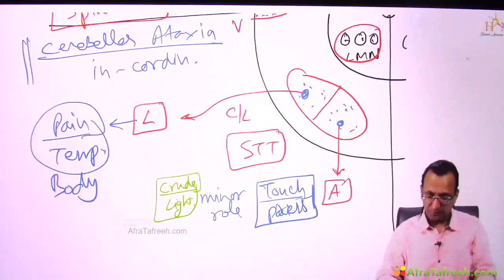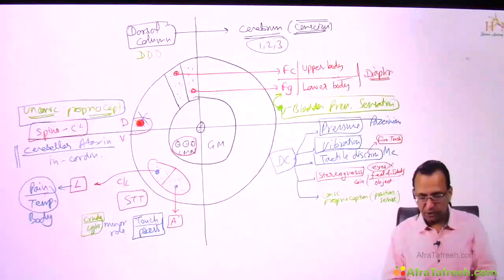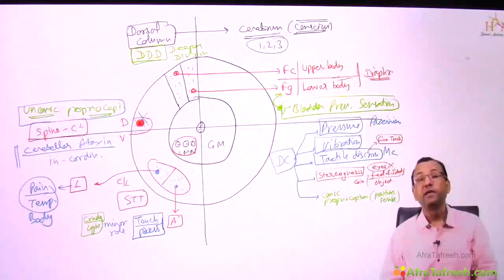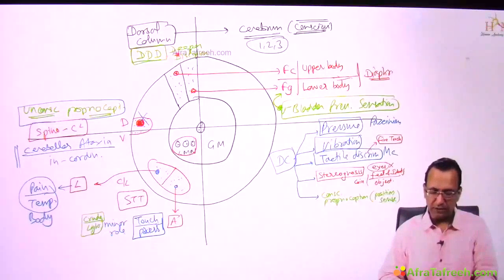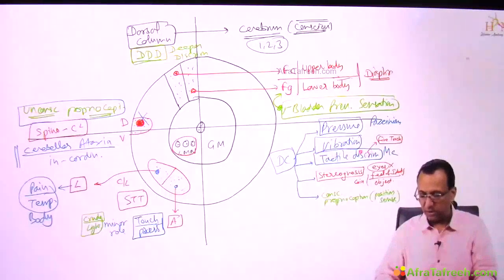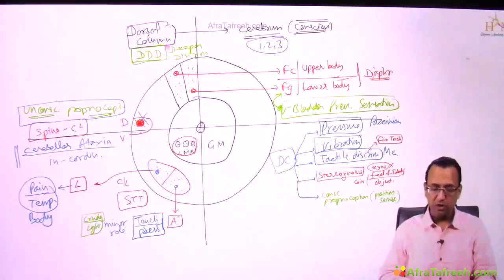Otherwise, there is a DDD. What is DDD? The dorsal column carries deeper sensation and discriminative sensation. That was DDD. So DDD means the dorsal column carries deeper sensation and discriminative sensation, which you have already been told requires fine touch, and fine touch, two-point discrimination, is done by the dorsal column.